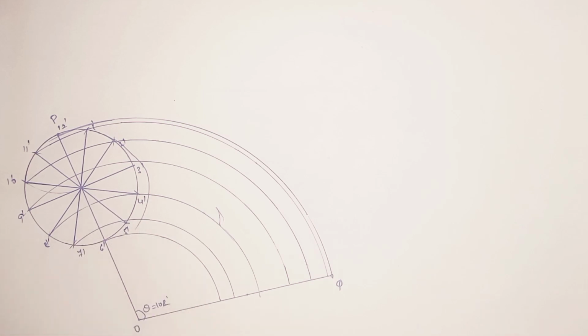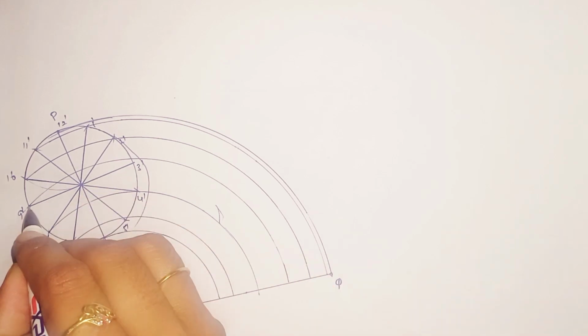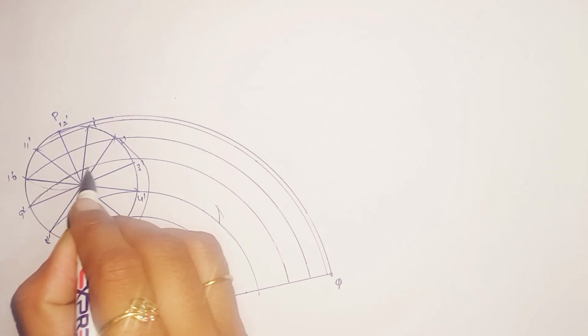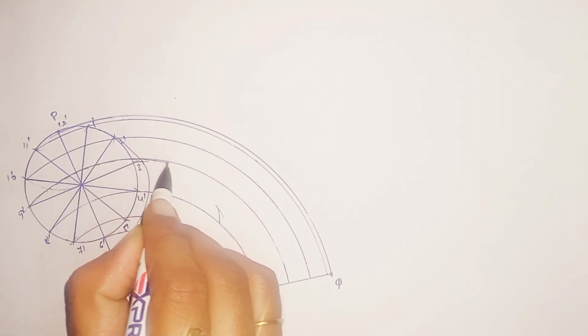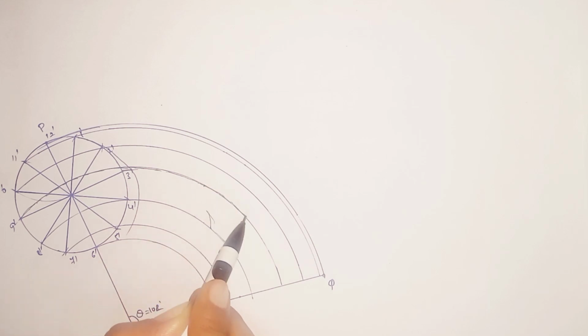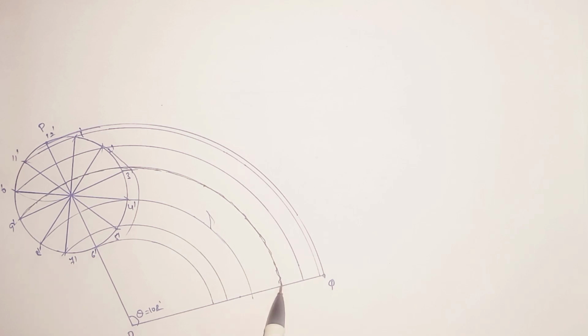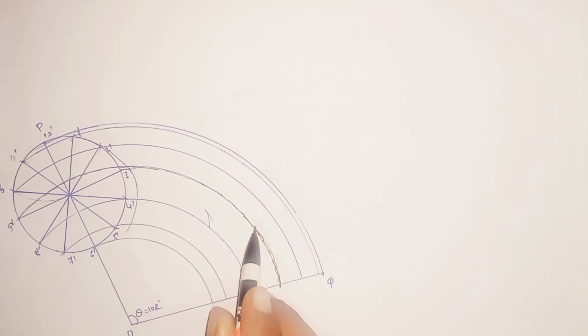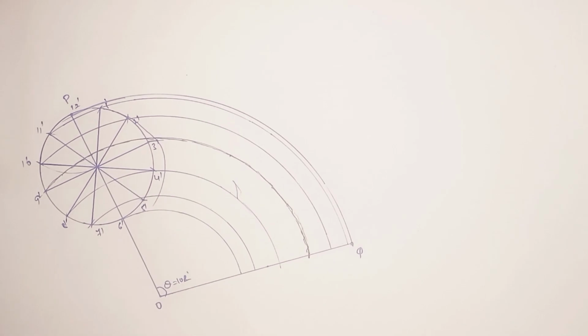Yes, and you have to highlight the 9 prime and 3, that is the center of the circle, you have to darken it. That is darkened.